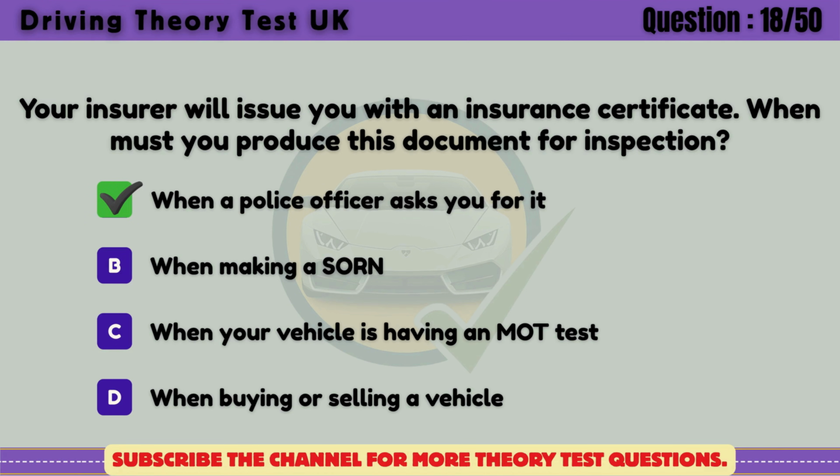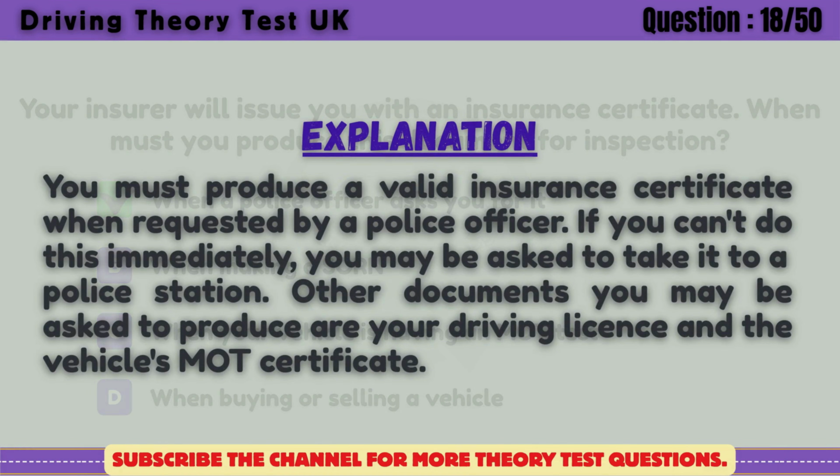Answer is A. When a police officer asks you for it. You must produce a valid insurance certificate when requested by a police officer. If you can't do this immediately, you may be asked to take it to a police station. Other documents you may be asked to produce are your driving license and the vehicle's MOT certificate.